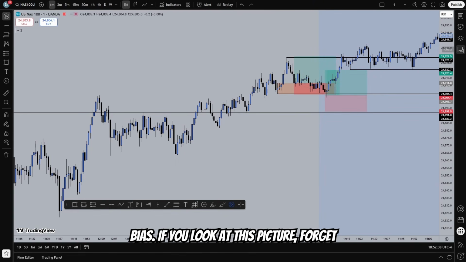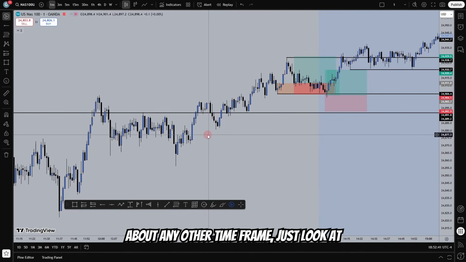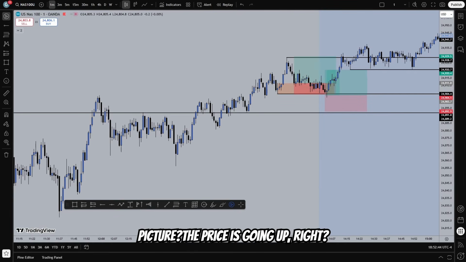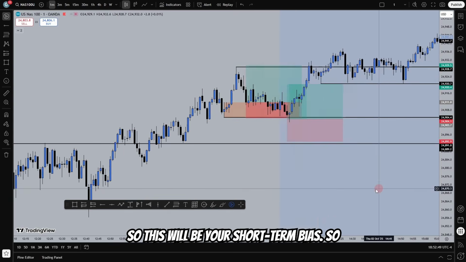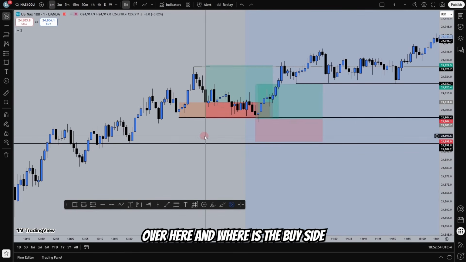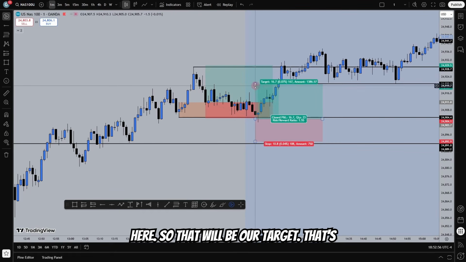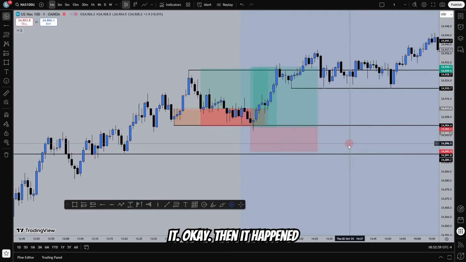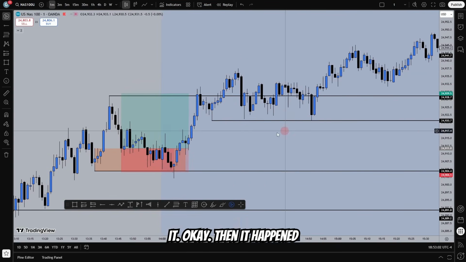If you look at this picture, forget about any other time frame, just look at this picture. What you can see in this picture, the price is going up, right? So this will be your short term bias. So now you can see that it took this limit over here, and where is the buy side liquidity? Buy side liquidity is over here, so that will be our target. That's it.